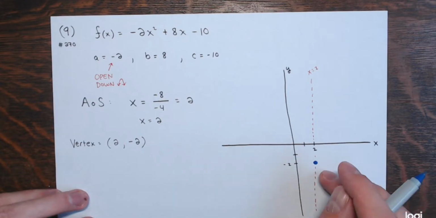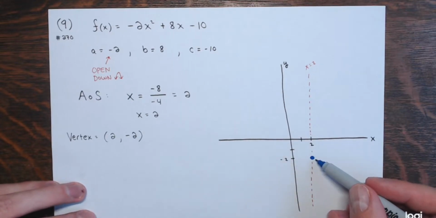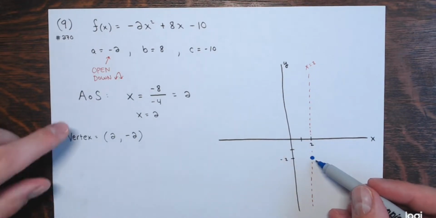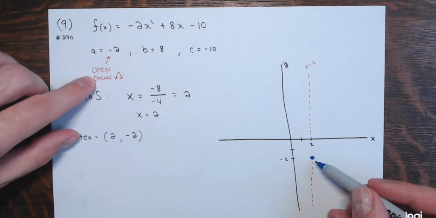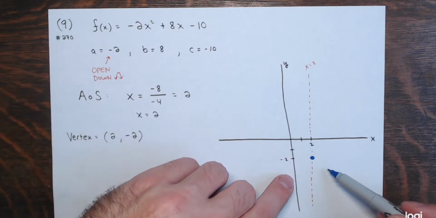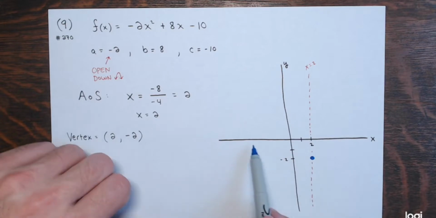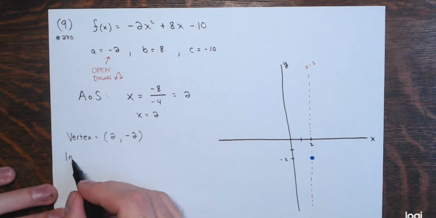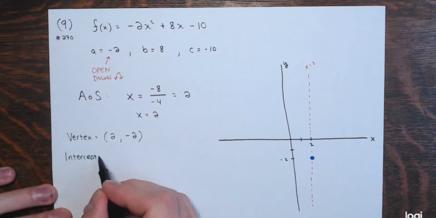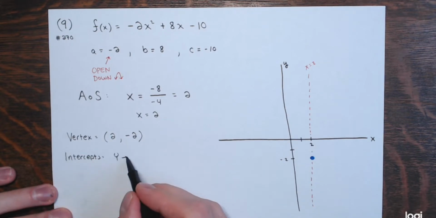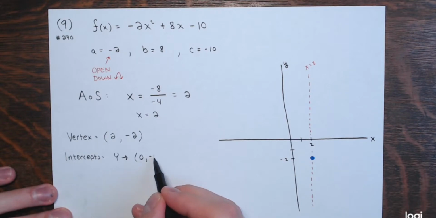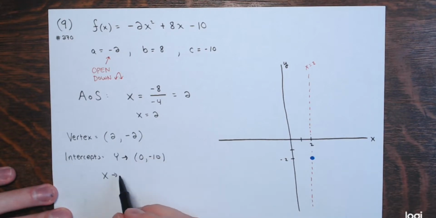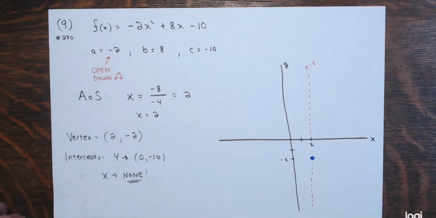And notice that it's below the x-axis and the parabola is going to be opening down. So this is the highest point. That means there are no x-intercepts. So when I go to state the intercepts, the y-intercept is no problem. The y-intercept would be 0, negative 10. But the x-intercepts, there are none. No points of this graph on the x-axis.